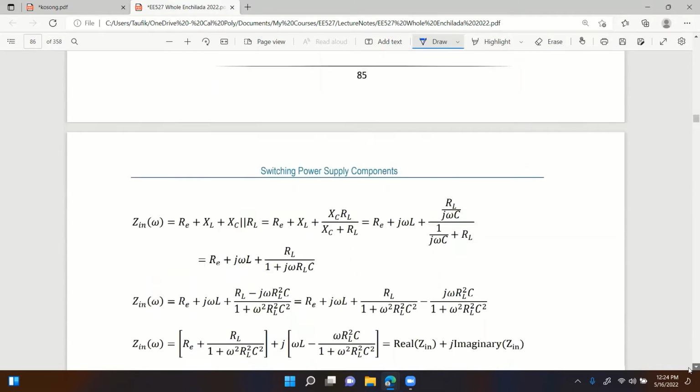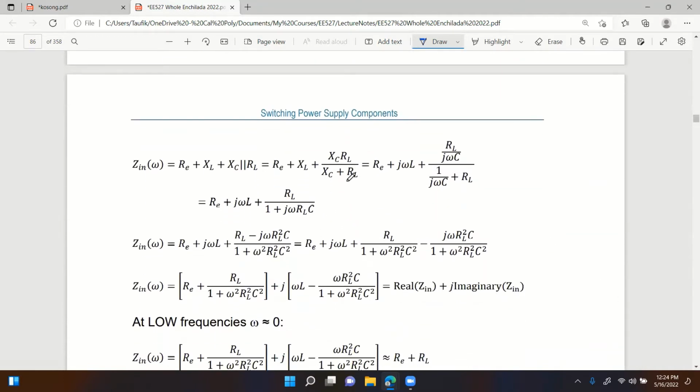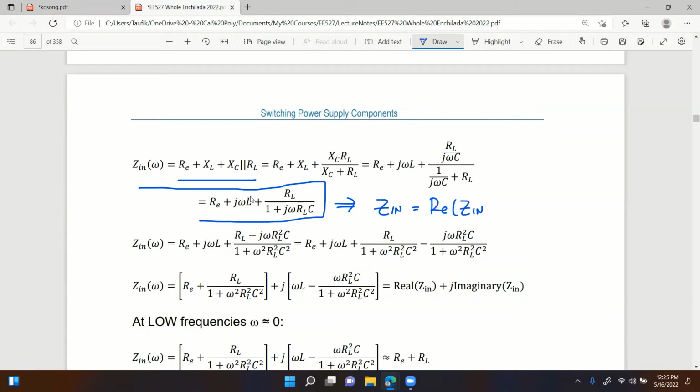That's what I did right here. And I'll let you check my algebra. Right, that's this right here. And at the end, I have this equation for Z in, but I don't like this format. The reason being, I want to express Z in terms of the real part of Z in plus the imaginary part of Z in.